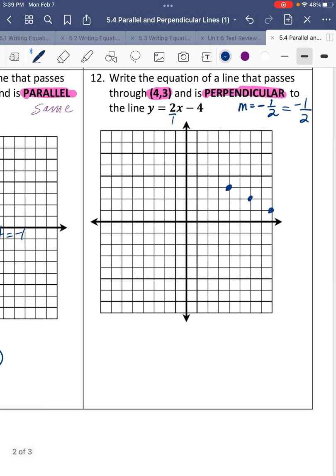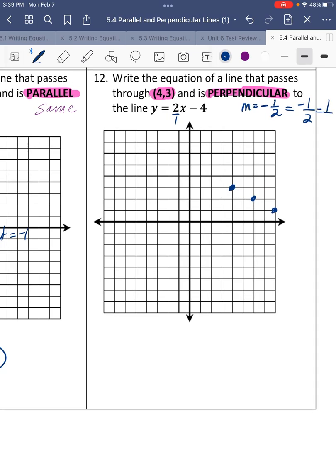That's getting us further away from the y-axis. So instead of the 1 being negative on the numerator, we'll put it on the denominator. So we're going to go up 1, left 2. Up 1, left 2. And there we go. We got the y-intercept. The y-intercept is 1, 2, 3, 4, 5. So the y-intercept is 5. So we have the equation y equals the slope of the perpendicular line, negative 1/2 x, plus 5.